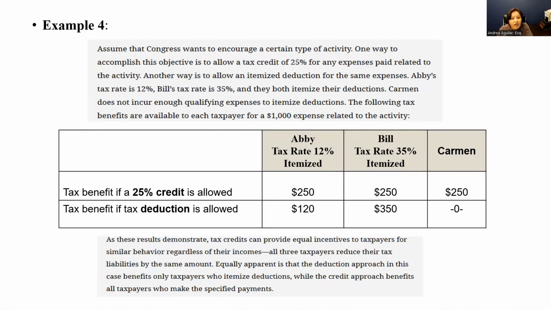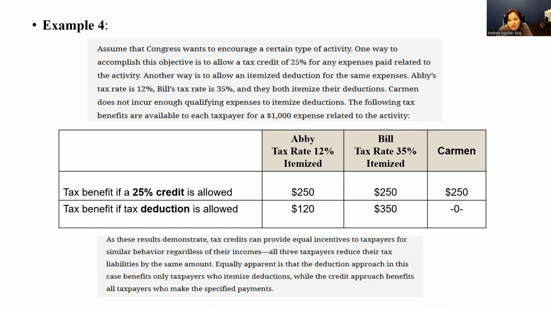So here we have example 4. Assume that Congress wants to encourage a certain type of activity. One way to accomplish this objective is to allow a tax credit of 25% for any expenses paid related to the activity. Another way is to allow an itemized deduction for the same expenses. Abby's tax rate is 12%. Bill's tax rate is 35%, and they both itemize their deductions. Carmen does not incur enough qualifying expenses to itemize deductions. The following tax benefits are available to each taxpayer for a $1,000 expense related to the activity.